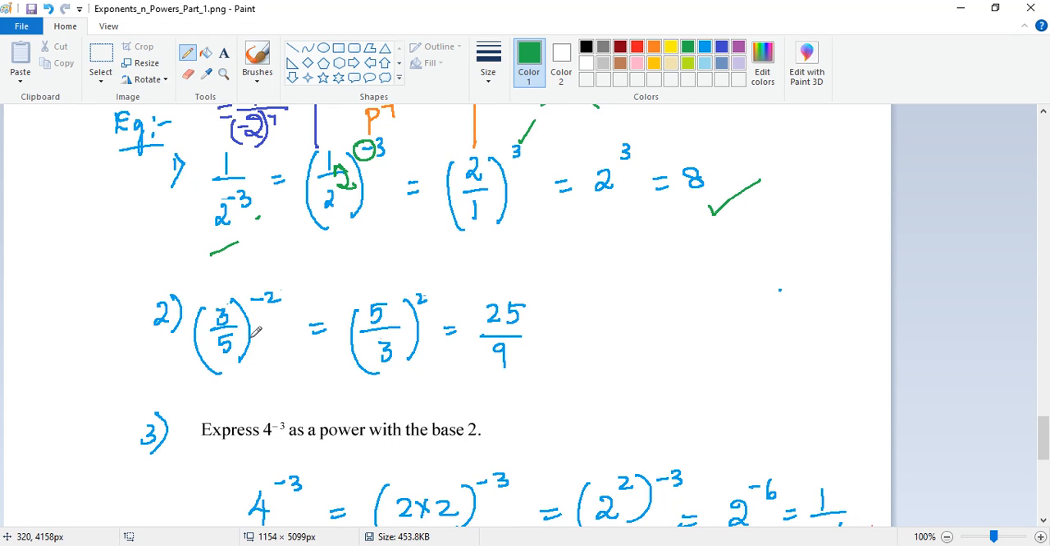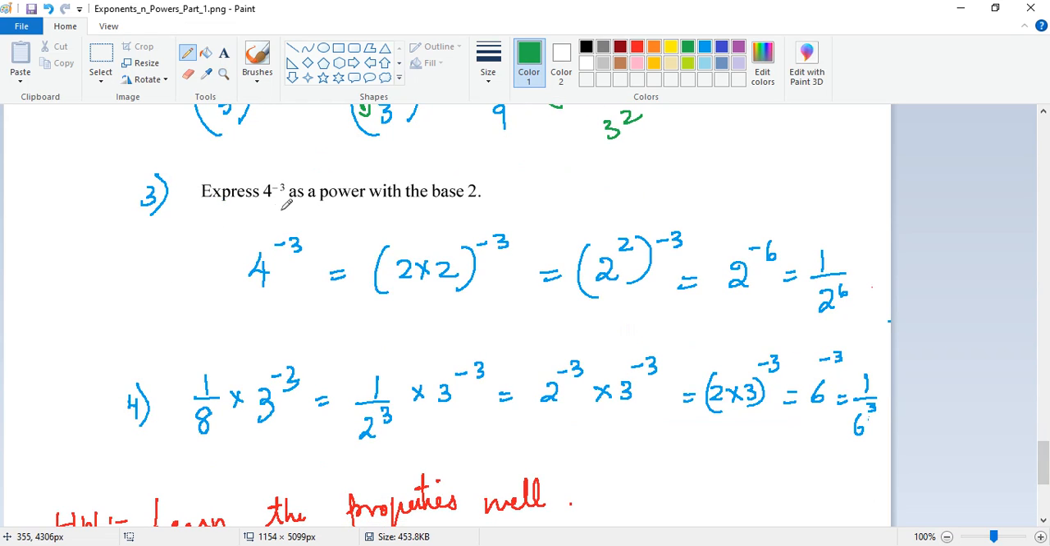Okay. Now come to the next one. 3 by 5 to the power of minus 2. Here 3 by 5 could be written as 5 by 3. See, I am reciprocating this. When I am rotating it upside down, the negative sign becomes positive. See, I get only positive 2. So now I can write this as 5 square by 3 square. 5 square is 25 and 3 square is 9. So that's how I get this answer.